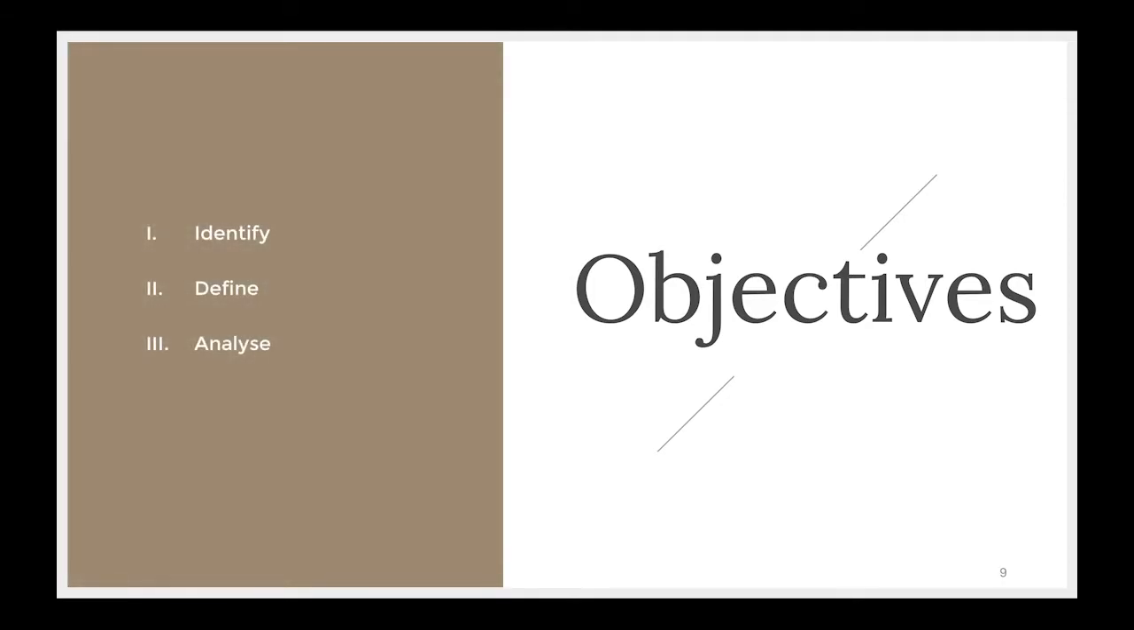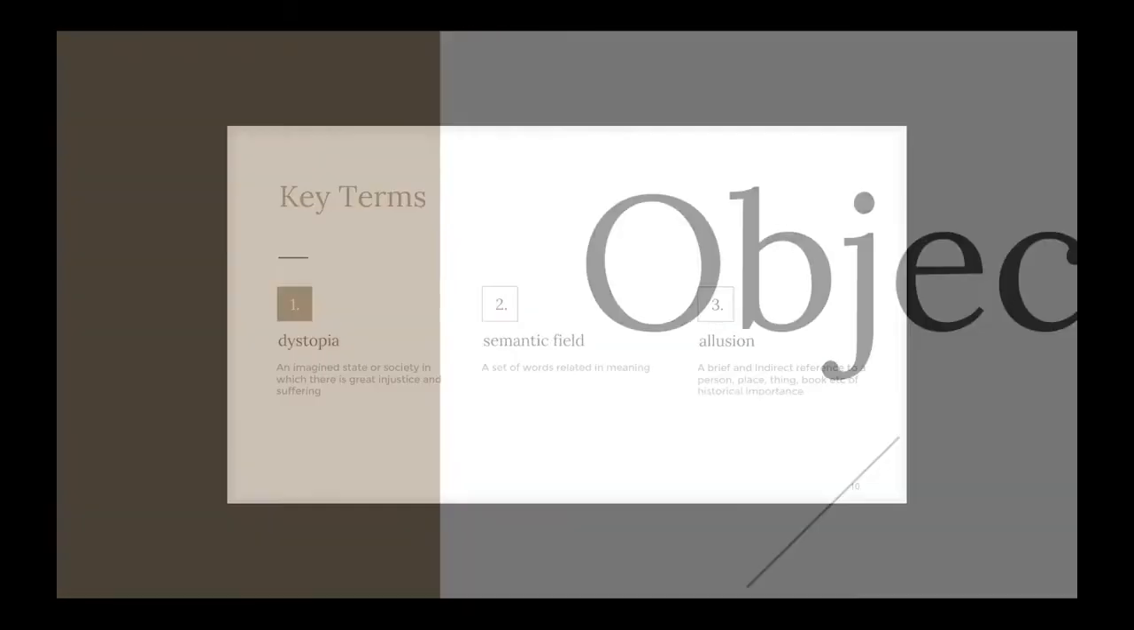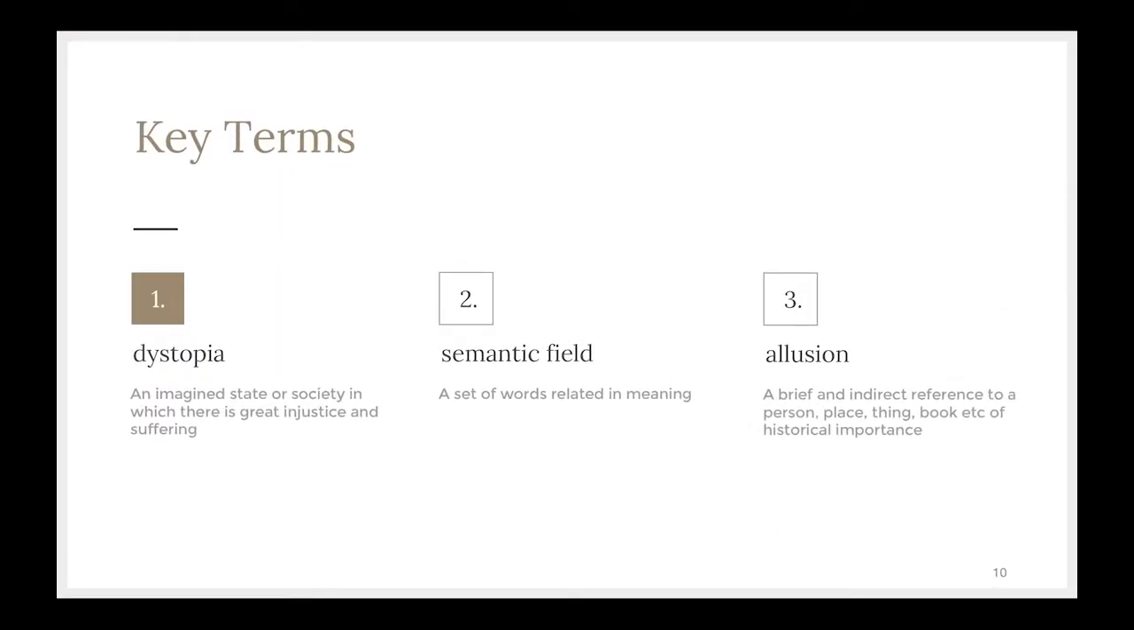So for this lesson, we're going to identify, define, and analyze concrete nouns. The key terms are dystopia, which is an imagined state or society in which there is great injustice and suffering; semantic field, which is a set of words related in meaning; and allusion, a brief and indirect reference to a person, place, thing, book, etc. of historical importance.